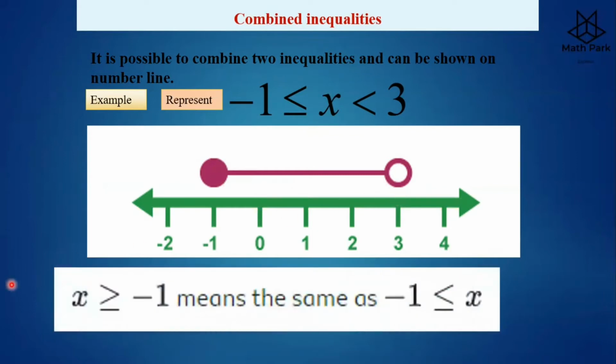And x is greater than or equal to minus 1. If it is saying greater than or equal to minus 1, it is the same as minus 1 is less than or equal to x. Whenever it is greater than, we are moving towards the right, remember. When it is less than, we move towards the left. So x greater than or equal to minus 1 means the same as minus 1 is less than or equal to x.